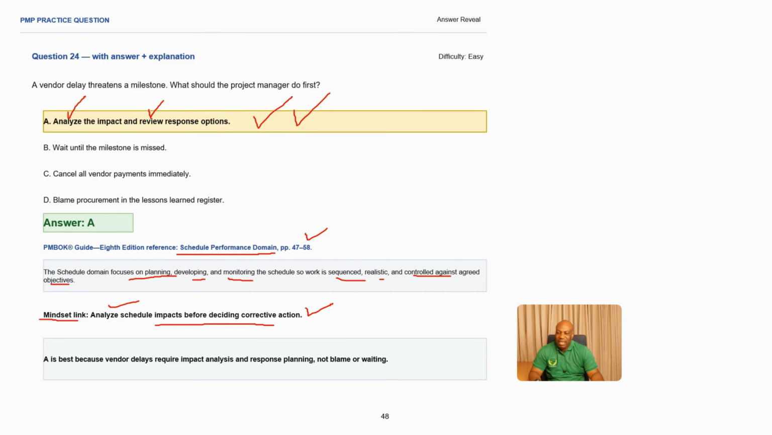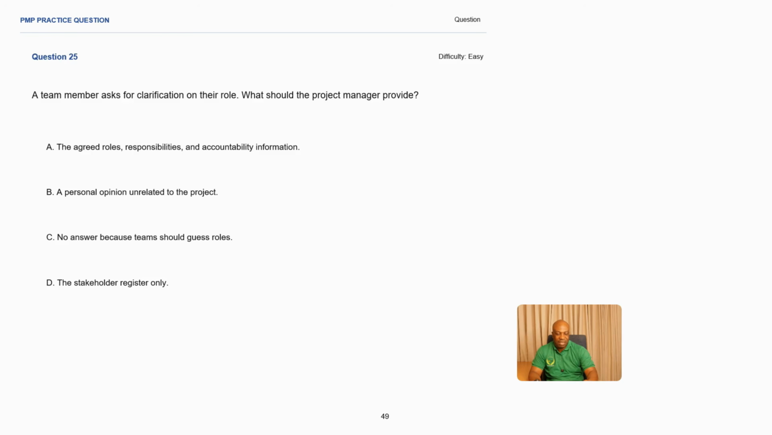So in A, when you analyze and you also do a review of the response, you are understanding more of the issue, making A the best answer because the vendor delays require impact analysis, response planning, and not blaming, making A the best answer.